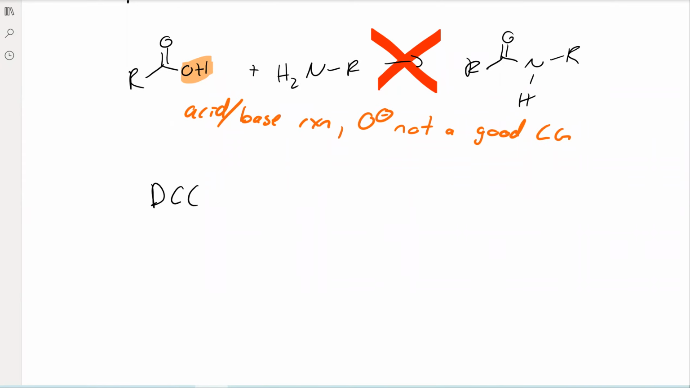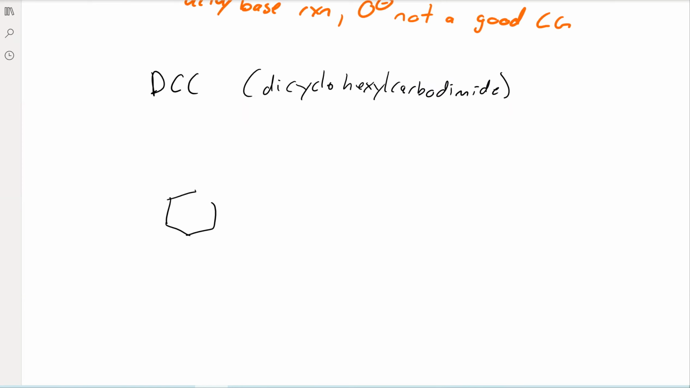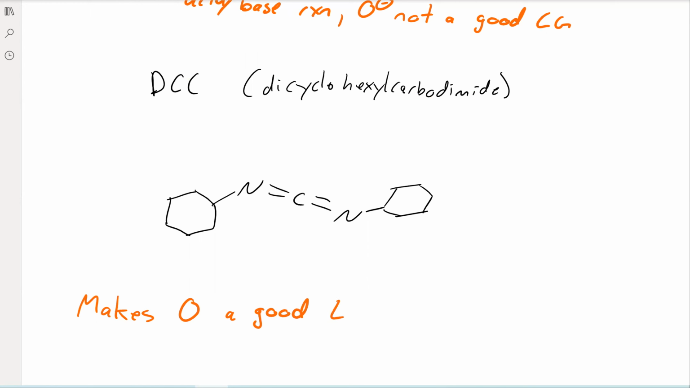In the chemical laboratory, we can use DCC, that stands for dicyclohexyl carbodiimide. Quite a mouthful. Let's take a look at what the structure looks like. So we've got our cyclohexane on either end, and then we've got two of these components. And basically what this does is it attaches to the oxygen from the carboxylic acid and makes it a good leaving group. So we'll just say makes oxygen a good leaving group.